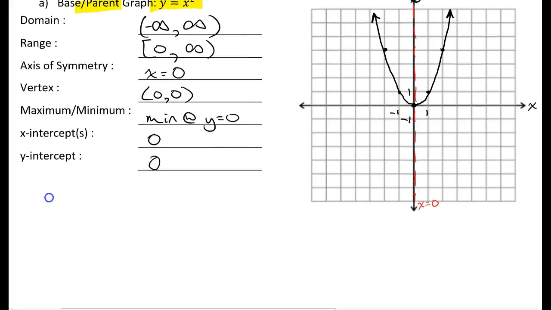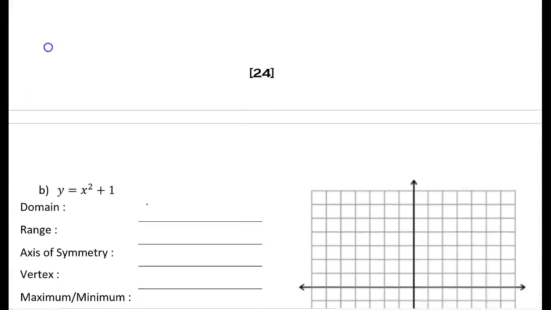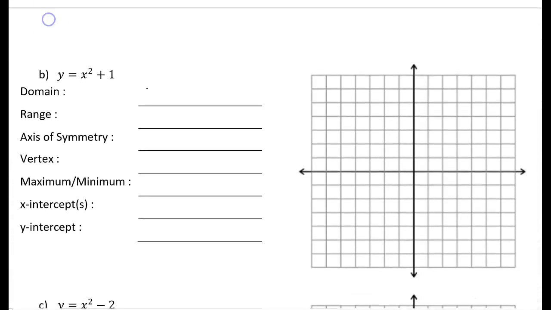Let's see what else we have to do. Apply these rules, that's what we have to do.